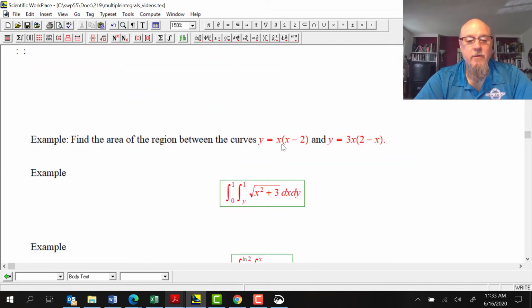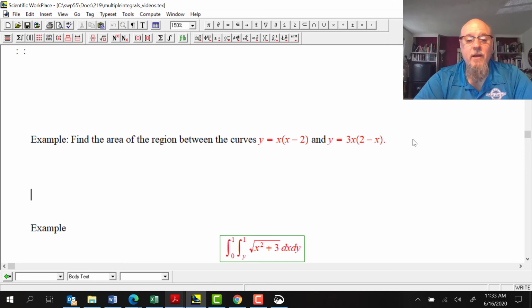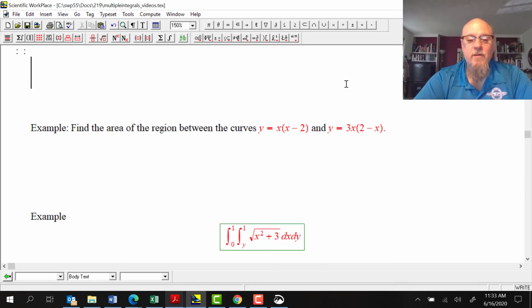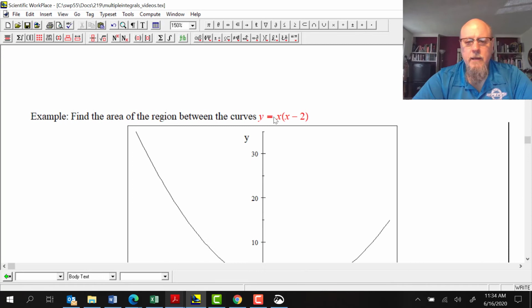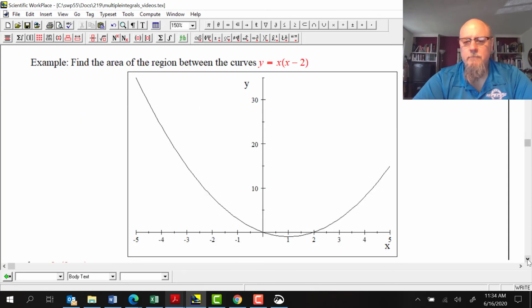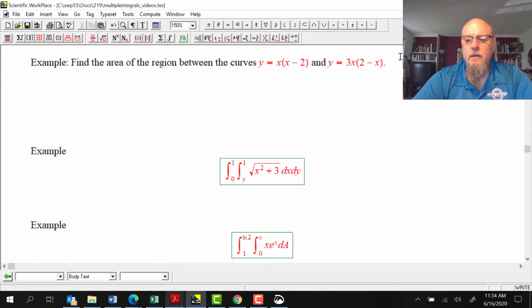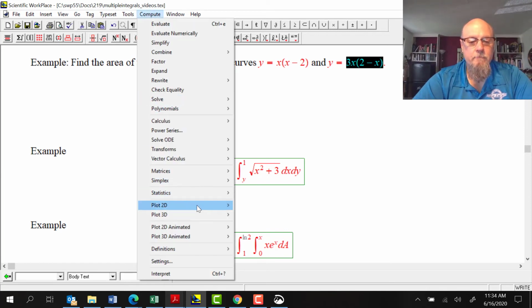All right, another example. And this seems like a weird example. Find the area, the regions between the curves. If we were to draw this, if we were to plot this, I don't want to put it there, I'll put it over here. Let's plot this one first. I want to plot both of them on the same window.